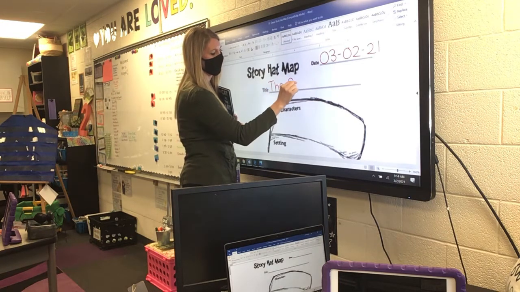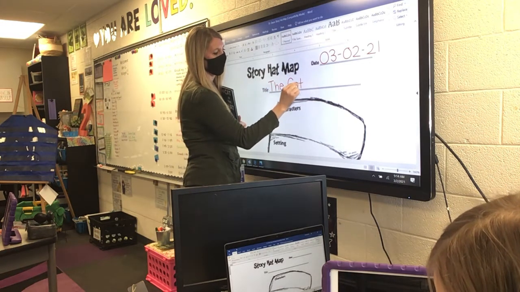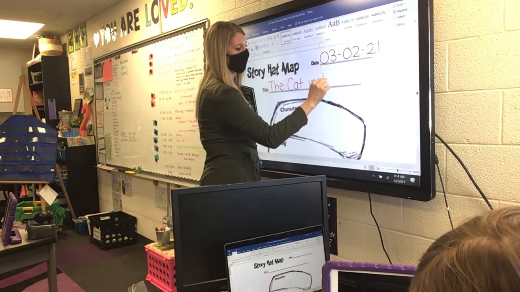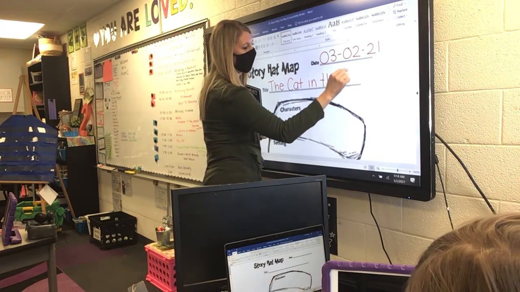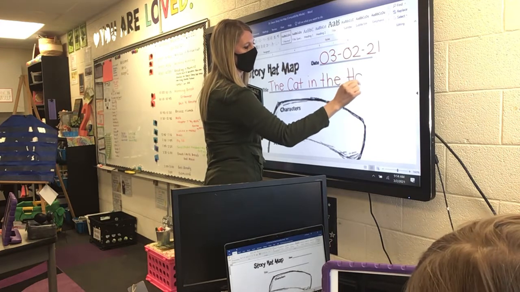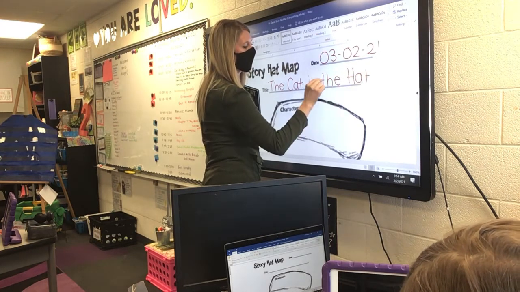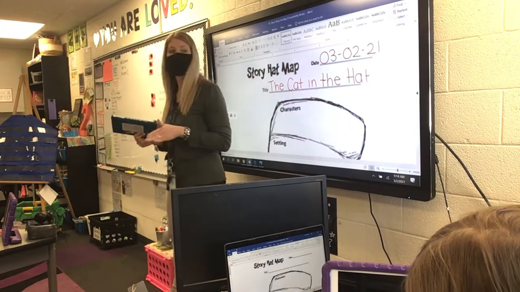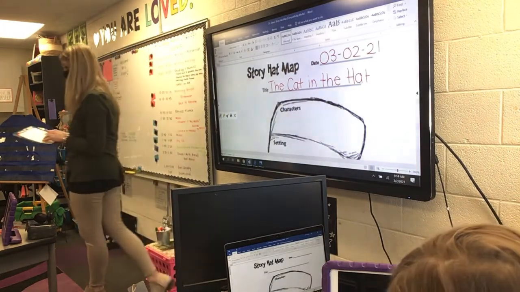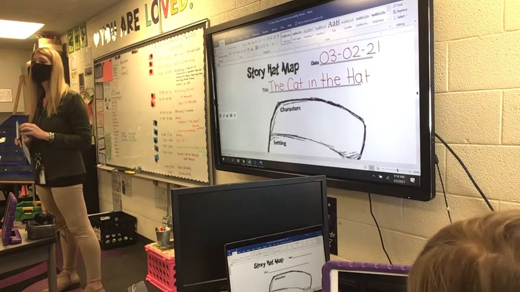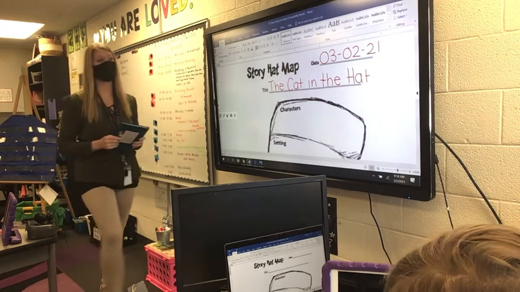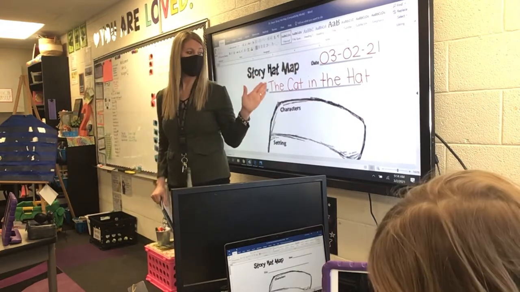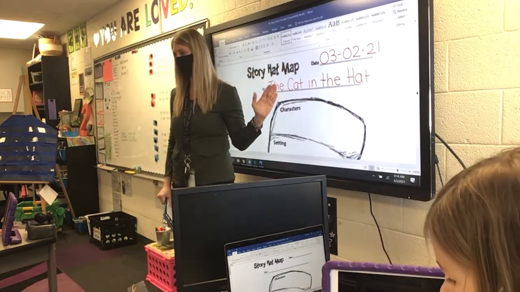The Cat in the Hat. Now I did not capitalize in and the because those are not important words. Hat is important. The is the very first word of a title, so that is always capitalized, and cat is important.